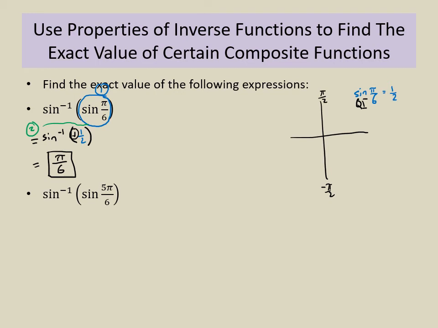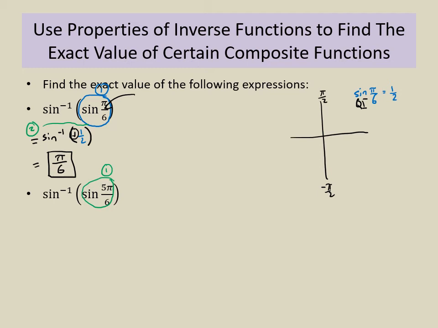So this is another example where we got back the same input that we've had before. But let's move on to the next example so you'll see why this is not always going to be the case. So this says the inverse sine of sine of 5 pi over 6. So let's check this out. That's our first step. What is sine of 5 pi over 6?